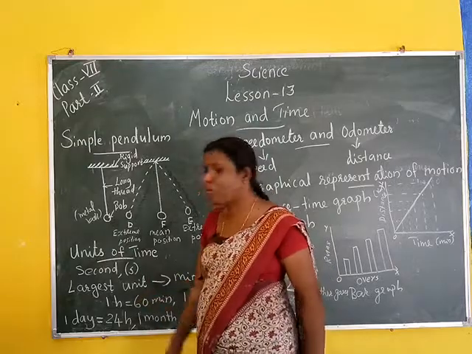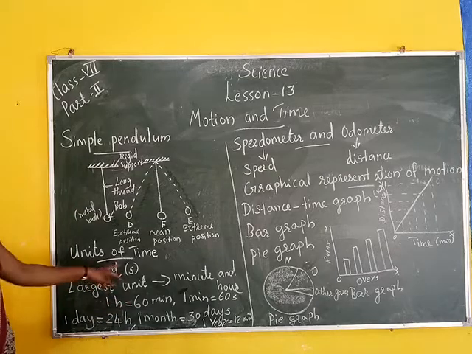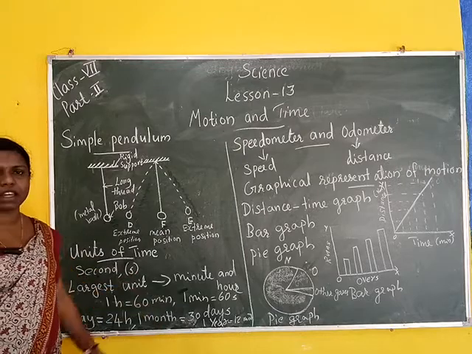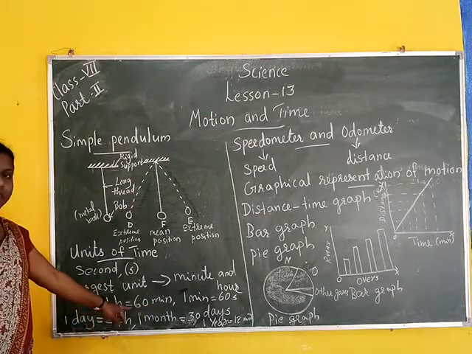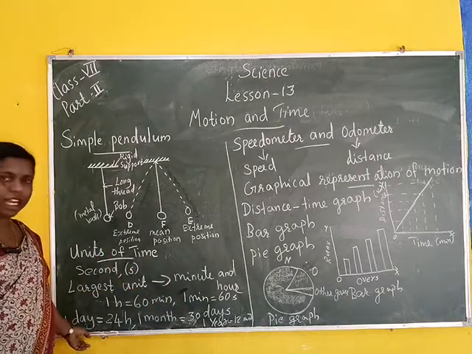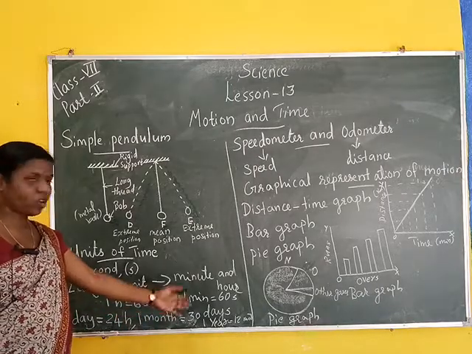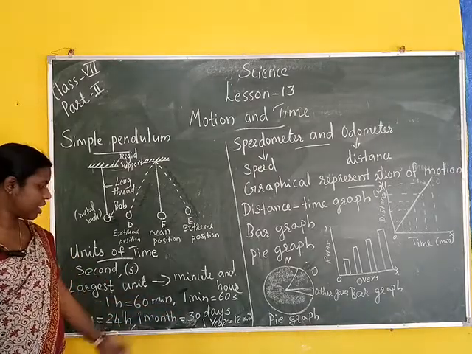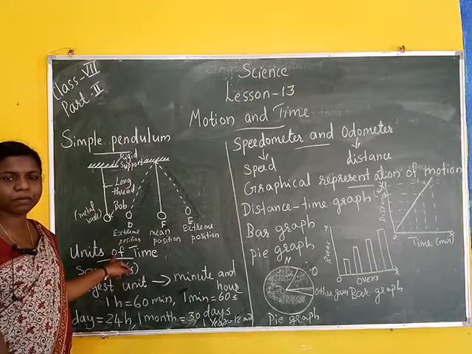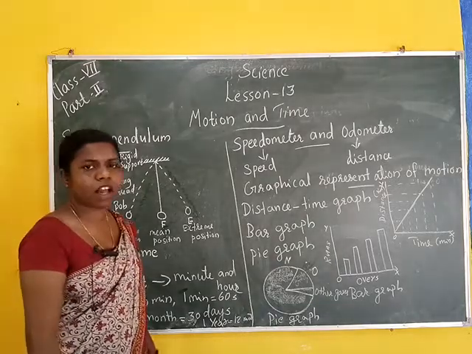Next is units of time. The small unit is the second, represented by small letter s. The larger units of time are minute and hour. That means 1 hour is equal to 60 minutes, 1 minute is equal to 60 seconds, 1 day is 24 hours, 1 year is 12 months, and 1 month is 30 days. What are the units of time? Seconds, minutes and hours.